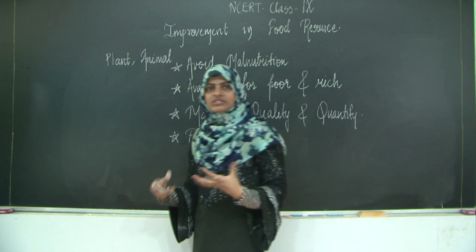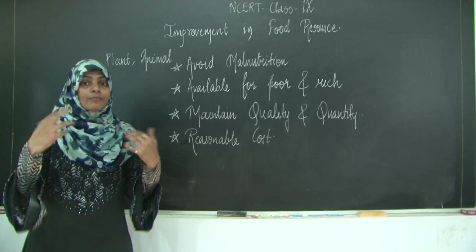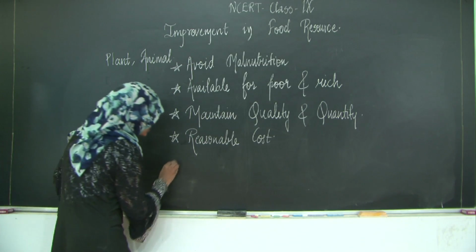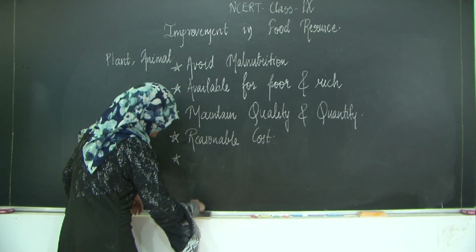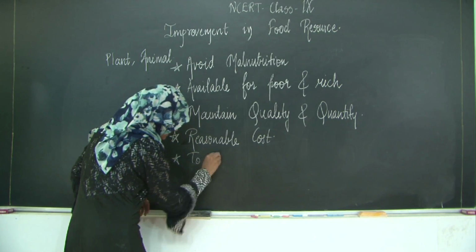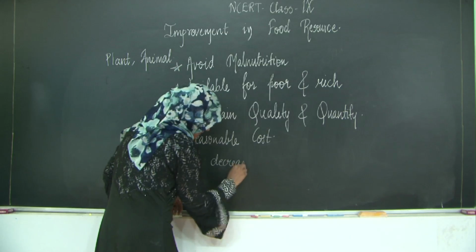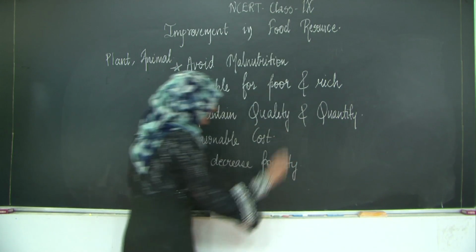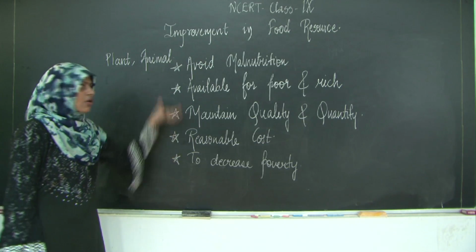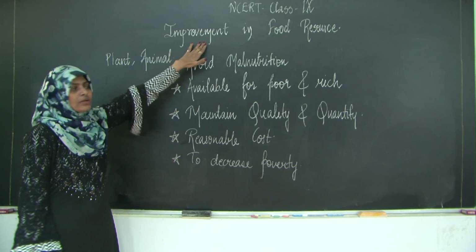When he works more, he'll earn more, and as a result the poverty line will go down. So that can also be a point to decrease the poverty. Now these are the major reasons why we need to improve the food resource.